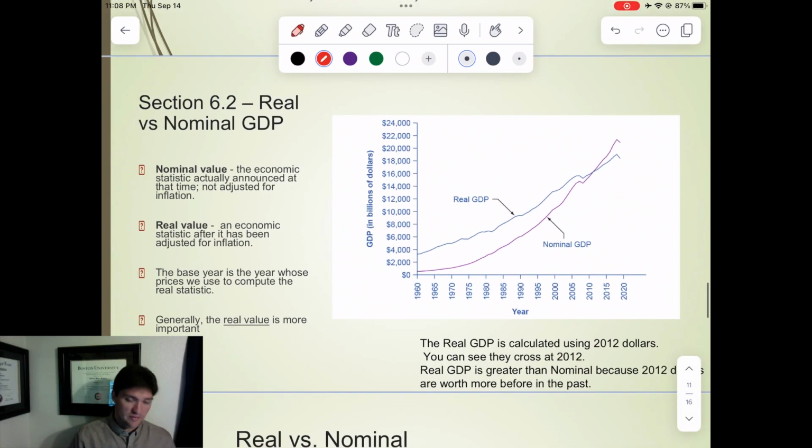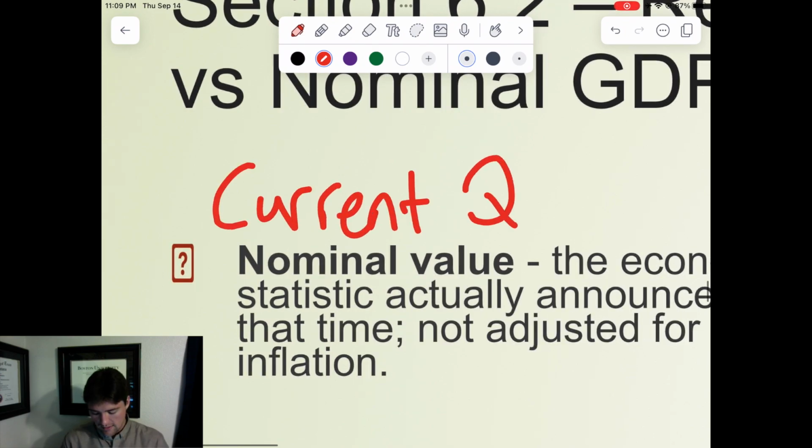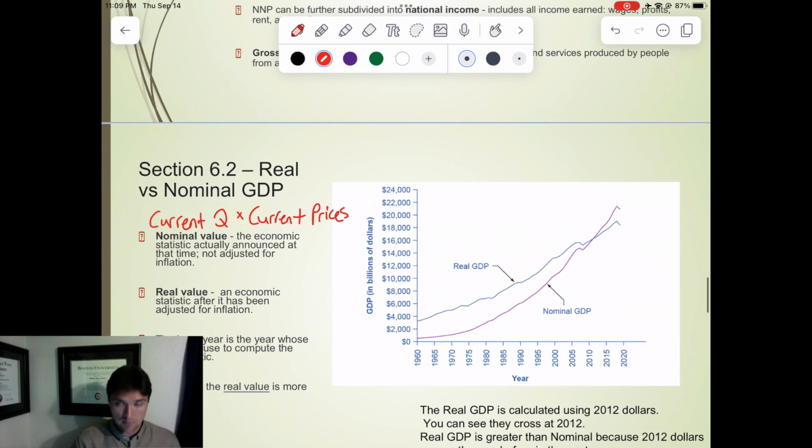So now let's get into section 6.2, which is talking about the difference between real and nominal GDP. We talked about GDP in general, so now let's actually measure these things. Nominal GDP is not adjusted for inflation. It's the economic statistic that is actually announced at that time. Basically, what is the current production, so current quantity, at the current prices? Like, what is it right now? That's what we're doing with nominal GDP: current quantity times the current price.